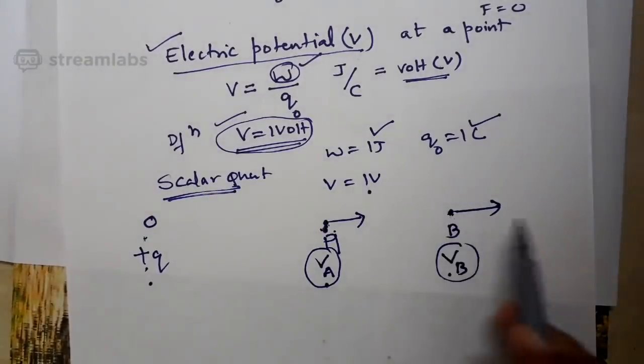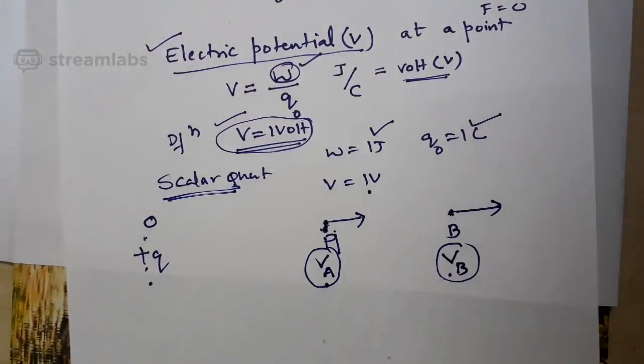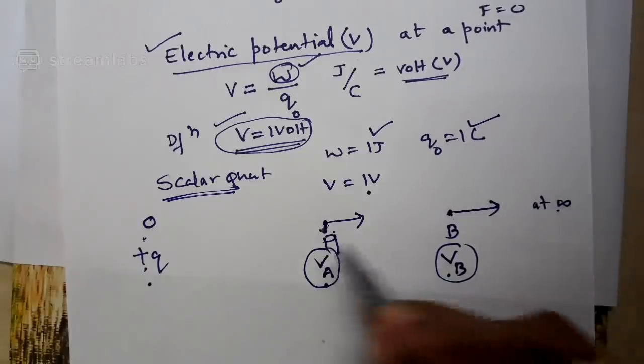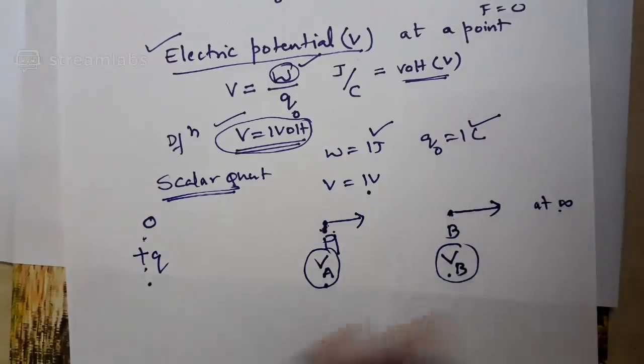Potential at point B is defined as the amount of work done in moving a unit positive charge from infinity to a point B against the electric field. When I say you are moving a unit positive charge from infinity to A or infinity to B, it is clear that work done are not the same. When the work done are not the same, obviously potentials are not the same.